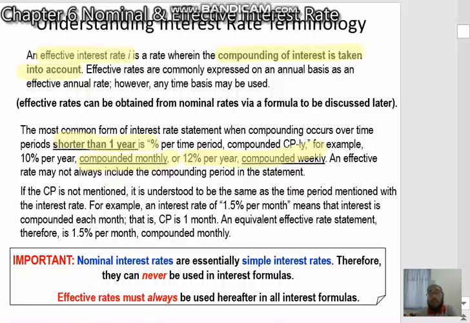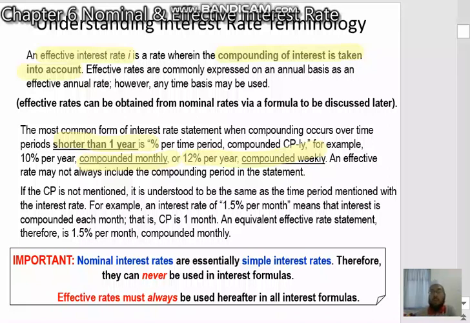That's why in the previous example, if the interest statement is 10% per year, without mention of the compounding period, it shows that the interest has been compounded yearly. 10% per year means it's been compounded yearly.